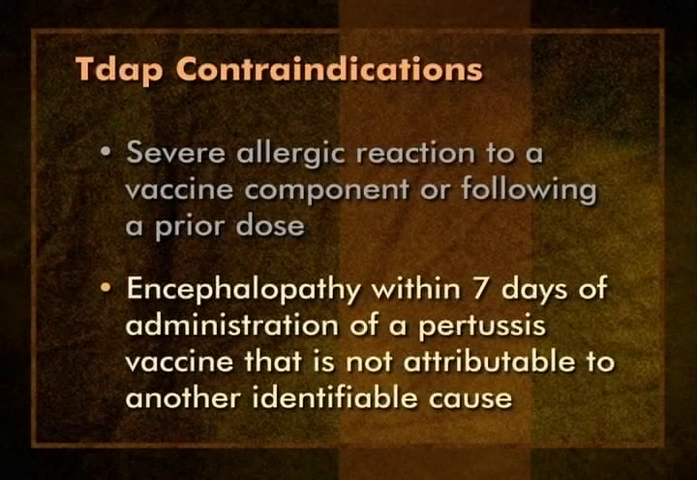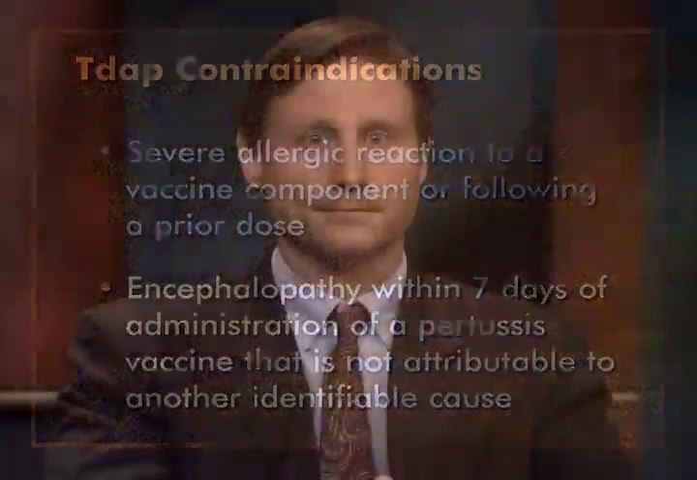The second contraindication is encephalopathy within 7 days of administration of a pertussis vaccine, including whole cell DTP and DTaP, that is not attributable to another identifiable cause. This condition is a contraindication to pediatric DTaP, but not to adult Td.